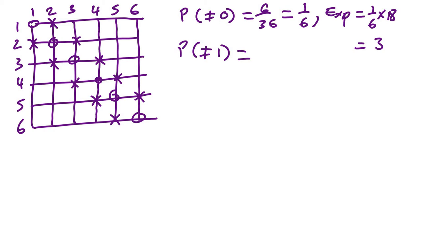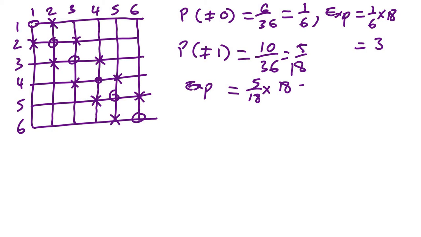So 1, 2, 3, 4, 5, 6, 7, 8, 9, 10. So 10 out of 36. Halve that, so 5 over 18. Therefore the expectation of this is 5 over 18 times 18, because you roll 18 times. That gives me 5. So that's the expectation for the difference of 1.